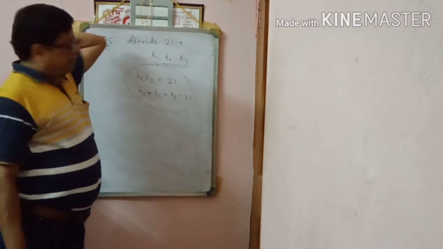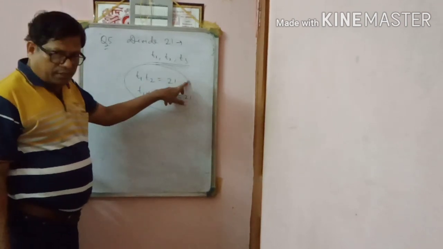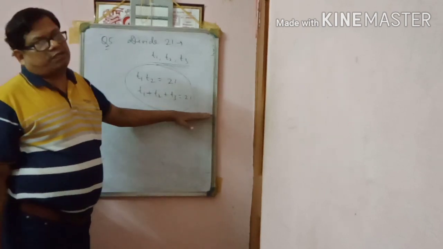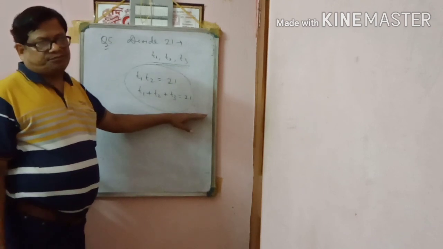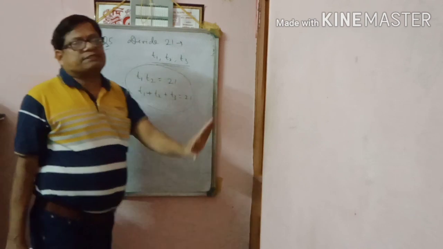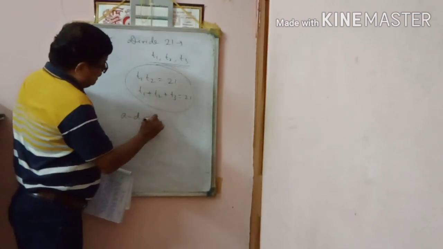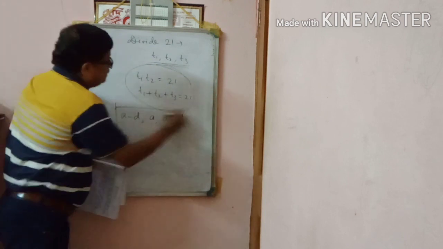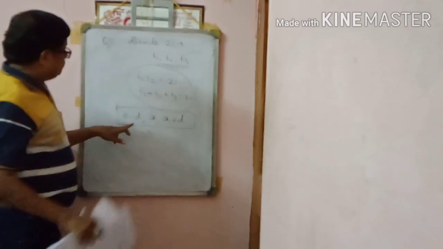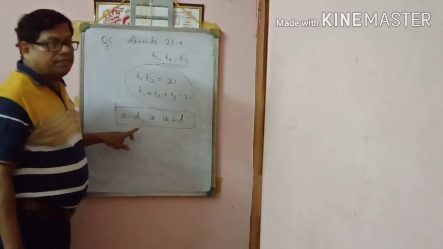The numbers are in AP, where the product of the first and second is 21 and their sum is 21. Find the numbers. Here three numbers are given in AP, so we can write the numbers as a minus d, a, a plus d.